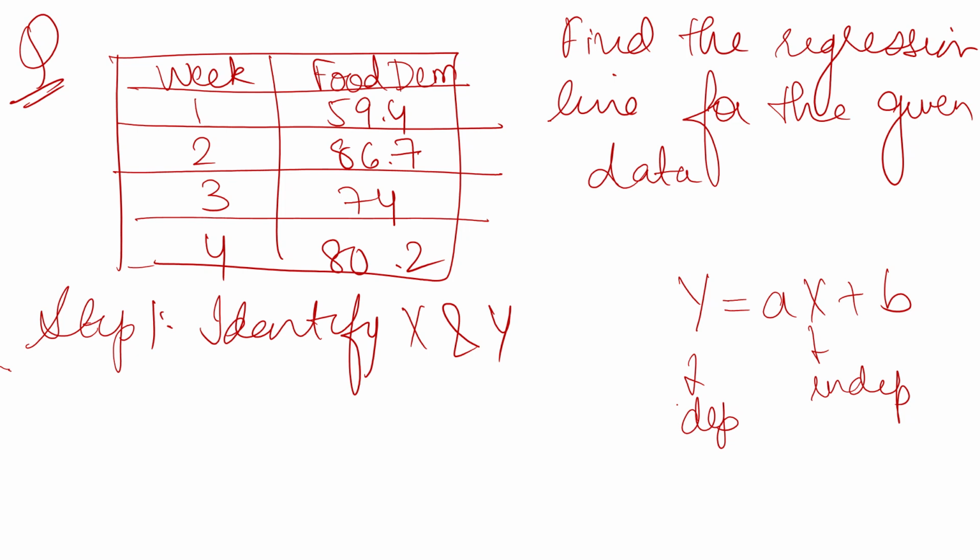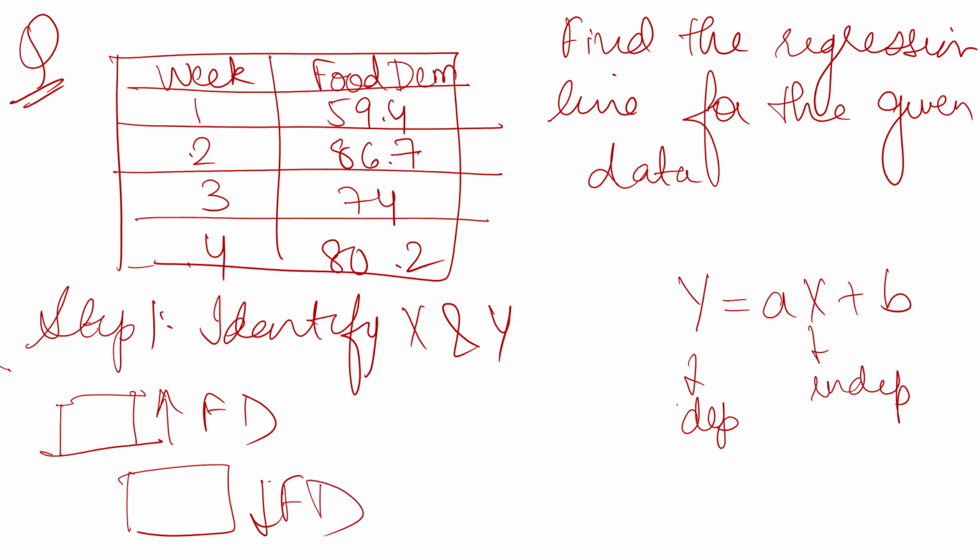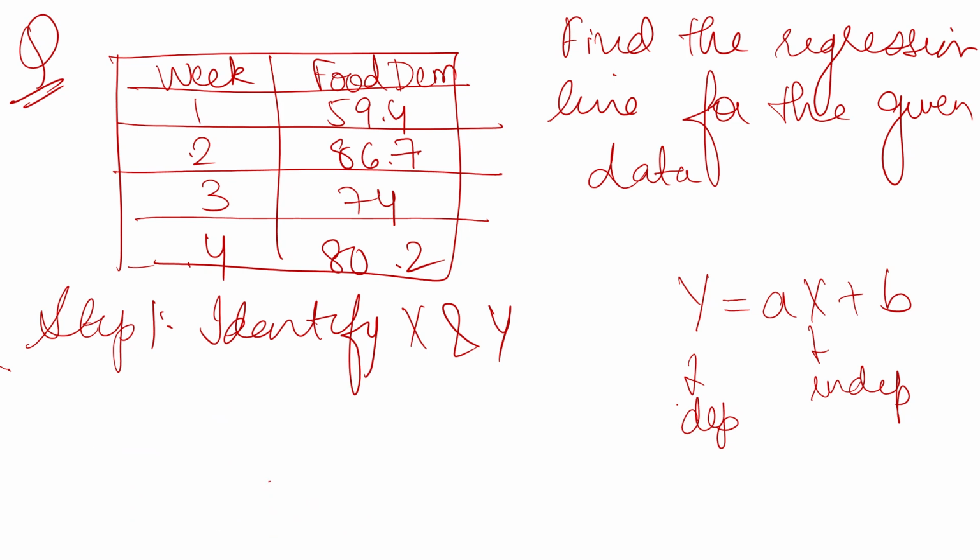So Y is dependent, food demand. As the weeks go, the food demand can increase. Suppose people mostly go grocery shopping on the first day of the month. So at that time food demand increases, and similarly in week number 4 the food demand will mostly be less, because food demand is mostly active only in the first week of the month. So that is what I mean by dependent and independent.